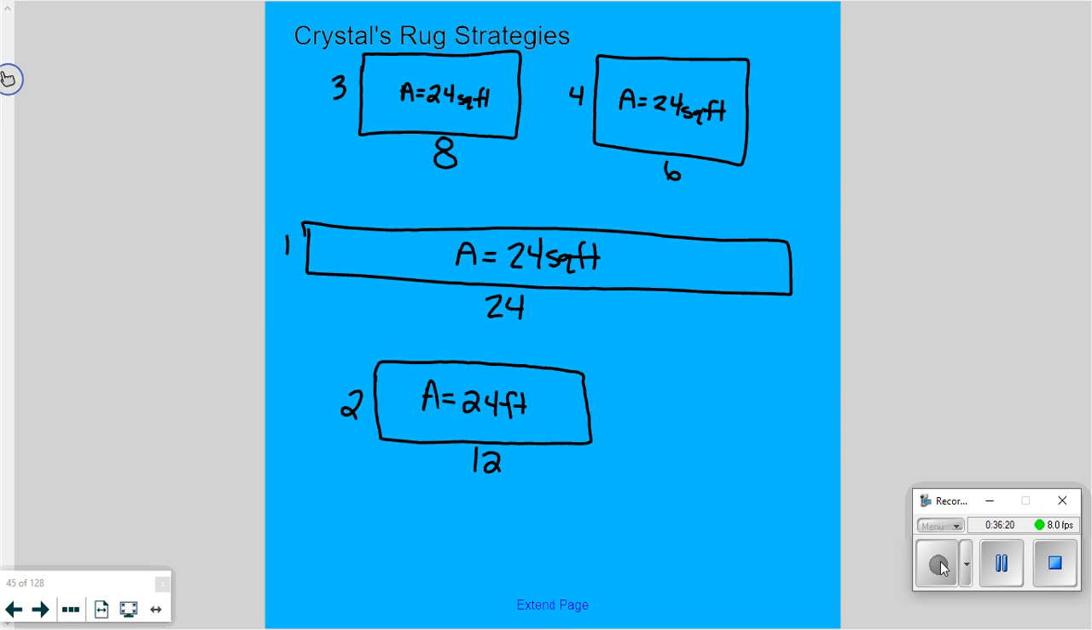What rug do you think she should choose? Zach, what are you thinking? 2 times 12. Why? Because a 2 by 12 this way, but then both can fit on one. Okay, Zach says, you know what? I think 1 by 24 is going to be too skinny. Maybe a 2 by 12, a little wider. Anyone else think 2 by 12? Me Too signal.